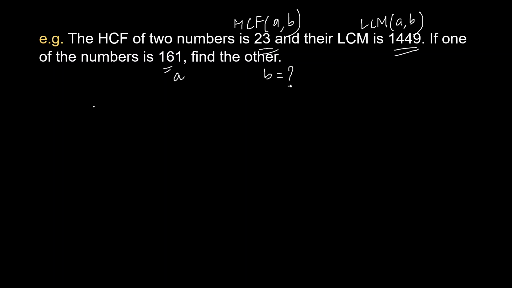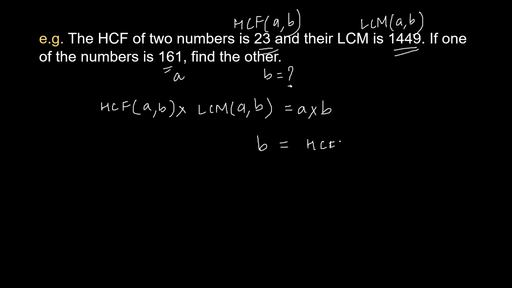So for that, I'll again write the formula and then we'll see how to find B. A into B is equal to HCF of A comma B into LCM of A comma B. Now HCF is given to us, LCM is given to us, and A is also given to us, one number. So we need to find B. So keep B as it is, and write HCF of A comma B into LCM of A comma B upon A.